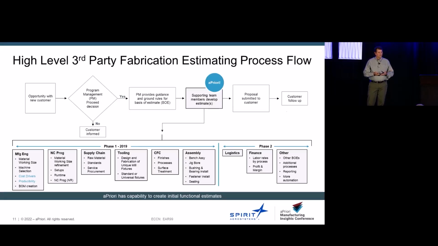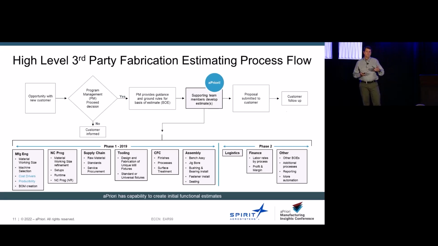We looked at what's going on, and the obvious place where it fits in is where it says supporting team members develop estimates. That's really a logical place for aPriori. The functions that you see down there below are the different organizations and functions that submit their inputs to create an estimate. So we had to understand, well, what kind of inputs are they creating? So the manufacturing engineer has to come up with the initial material working size. And based on that, our supply chain can say, okay, we know how much material we have to buy.